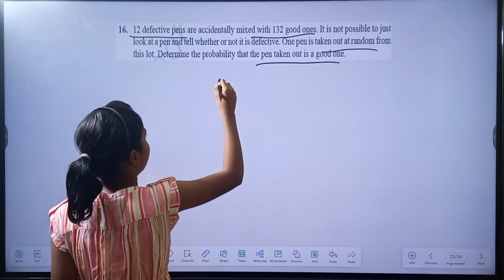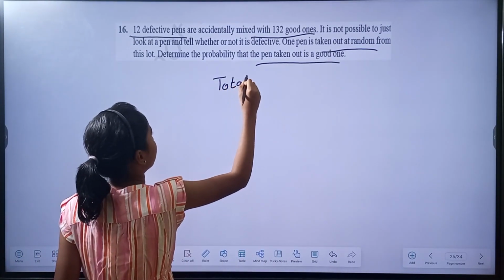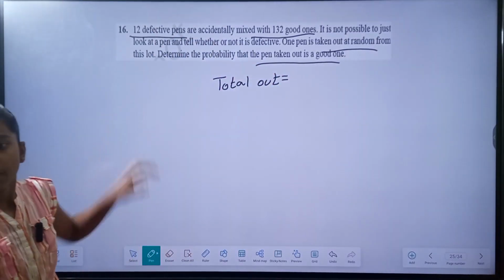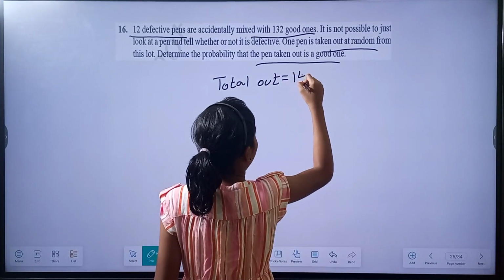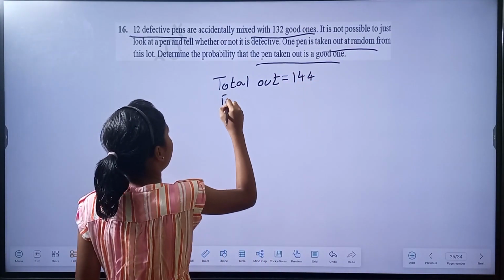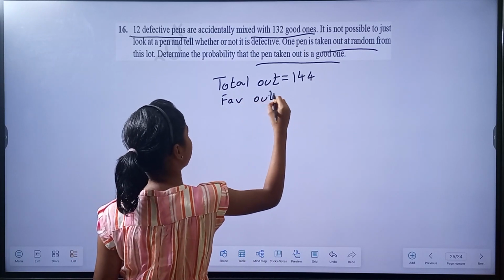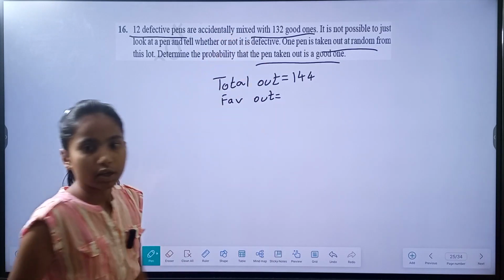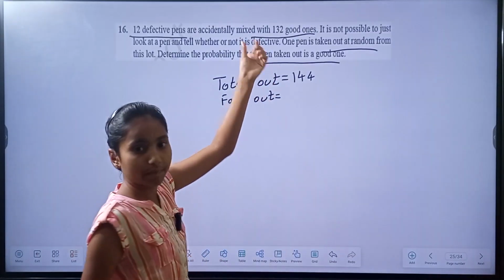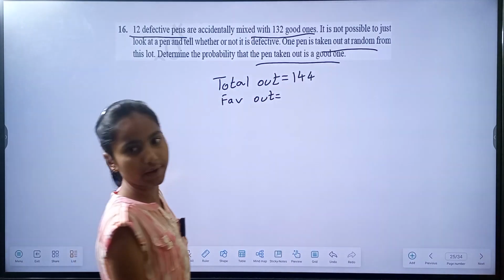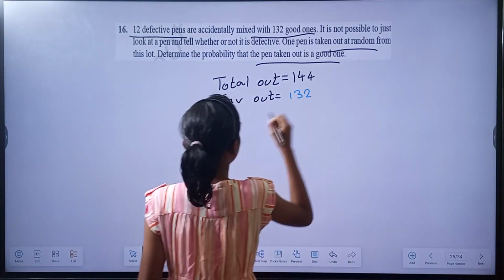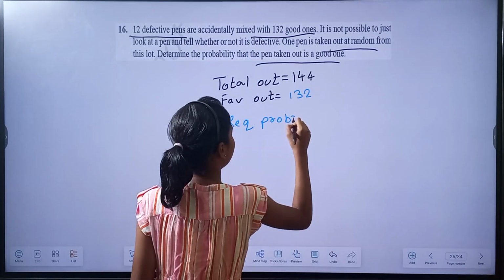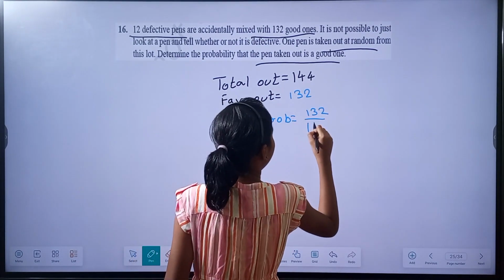Okay, so for this, we have total outcomes: 132 plus 12, which is 144. The favorable outcomes are that the pen taken out is a good one. We have 132 good ones, so choosing one from the 132 has 132 ways. So the required probability equals 132 by 144.